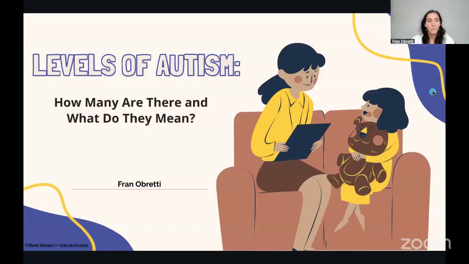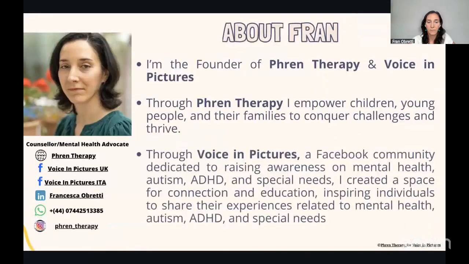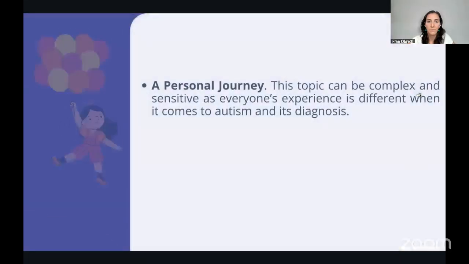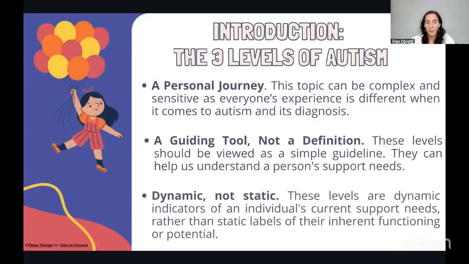So today we'll be talking together about the three levels of autism classification. Let me share a little presentation with you. Okay. So the three levels of autism, what do they mean? There is a little about me. So a brief introduction. The three levels of autism classification.